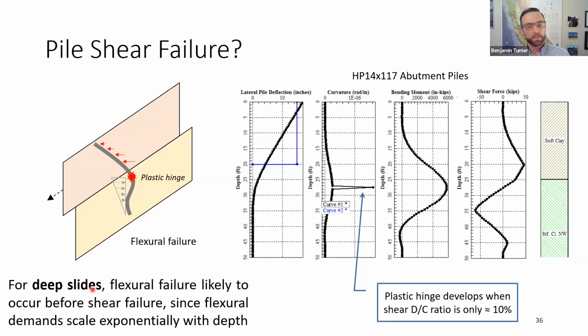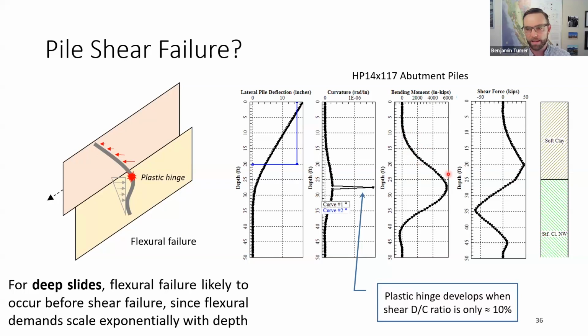One of the reasons why shear failure is unlikely to occur in a wide variety of conditions is that the moment demand is increasing as the slide plane gets deeper, as a function of 2 terms being multiplied by each other. It's essentially the resultant of this earth pressure distribution times the moment arm from its centroid down to the point of maximum moment below the slide plane. So it's 2 terms multiplied by each other. It's increasing exponentially as the slide plane gets deeper, whereas the shear force is essentially increasing linearly. It's just the resultant of the earth pressure distribution.